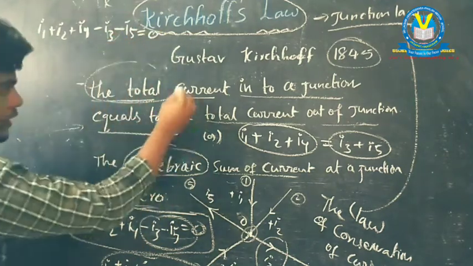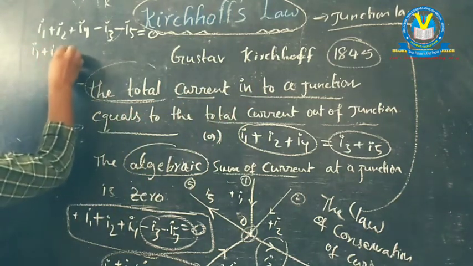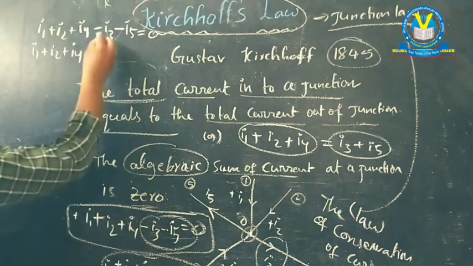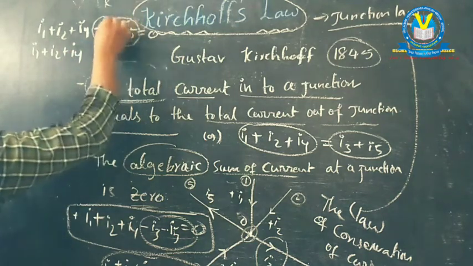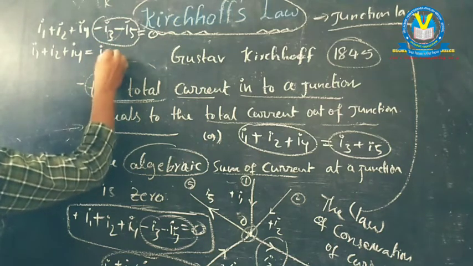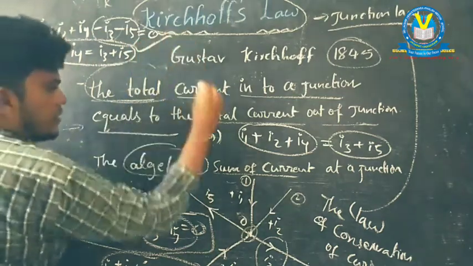From this we can derive this statement. Look at here, I1 plus I2 plus I4. If I bring these minus values to that side, then it is equal to I3 plus I5. So we get this statement.